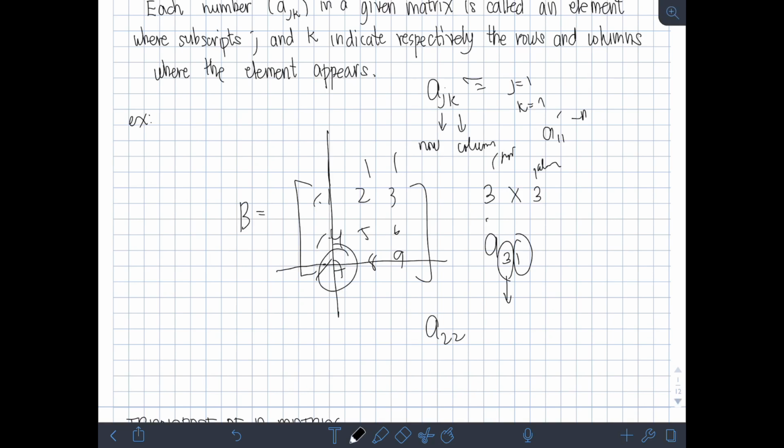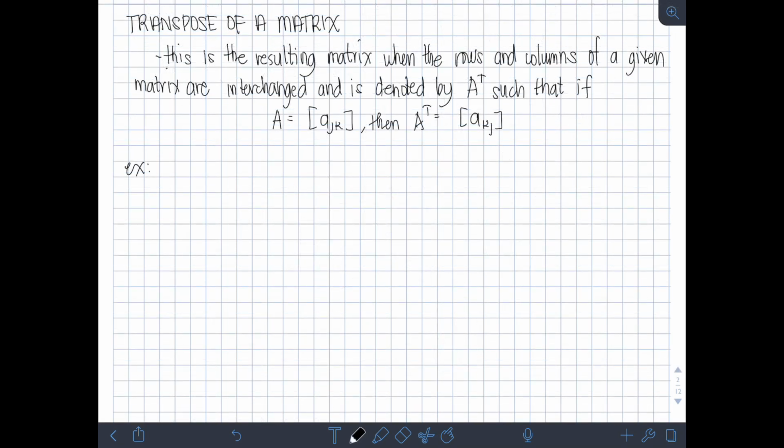Likewise, let's say, A22. So, intersection ng second row and second column. Second row, 1, 2, ito. Second column, 1, 2, ito. Which is 5. Okay, so, ganun lang mag-locate ng element ng matrix through its row and column.